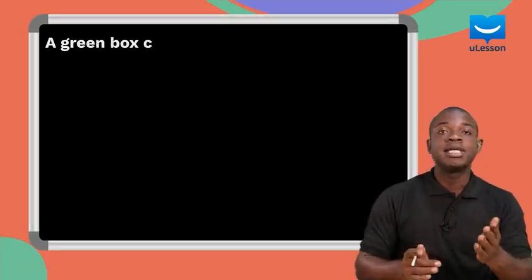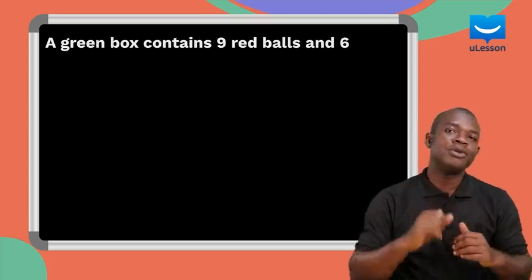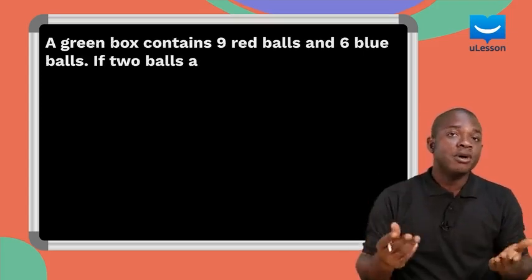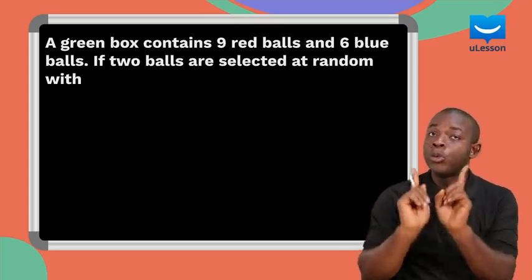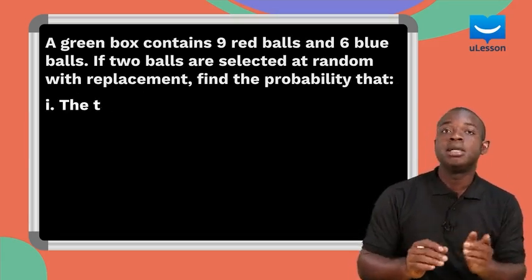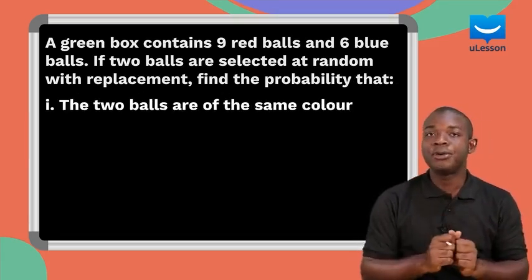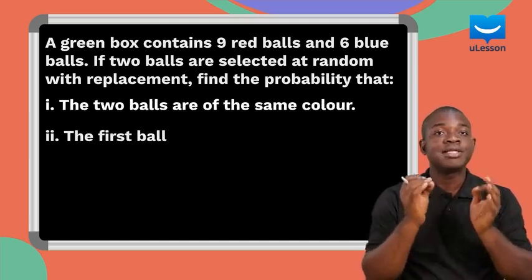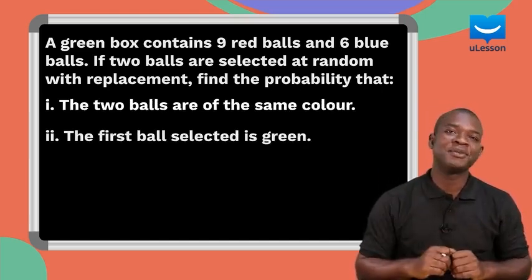Let's take a look at this question. A green box contains 9 red balls and 6 blue balls. If 2 balls are selected at random with replacement, find the probability that 1. The 2 balls are of the same color, and 2. The first ball selected is green.